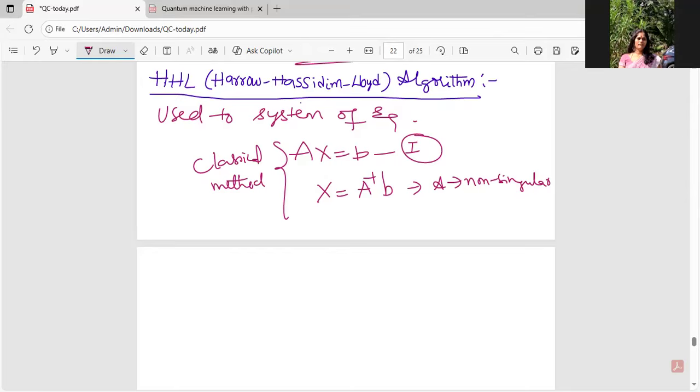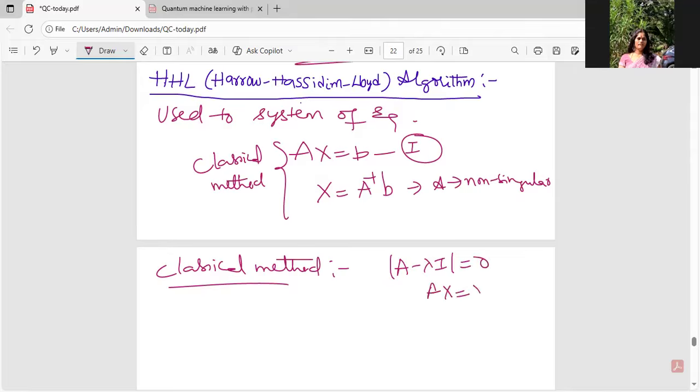Of course, in the classical method also, there's one more method. I'll talk about that and then come to HHL, guys. In the classical method, there's this way of diagonalizing A. You are all aware of finding eigenvalues for A, right? That A minus lambda I I'll be using, and then AX is equal to lambda X I'll be finding out.